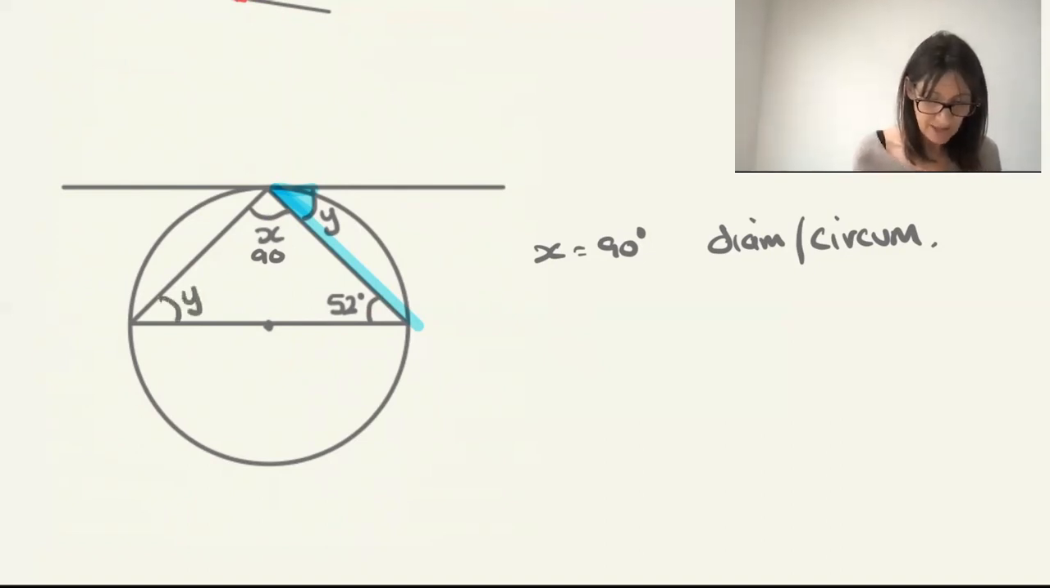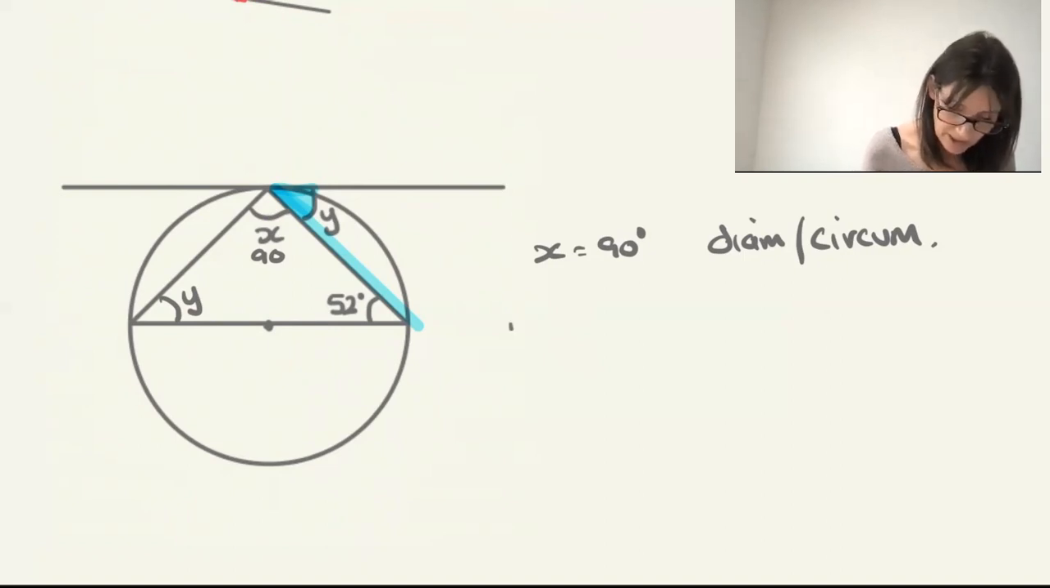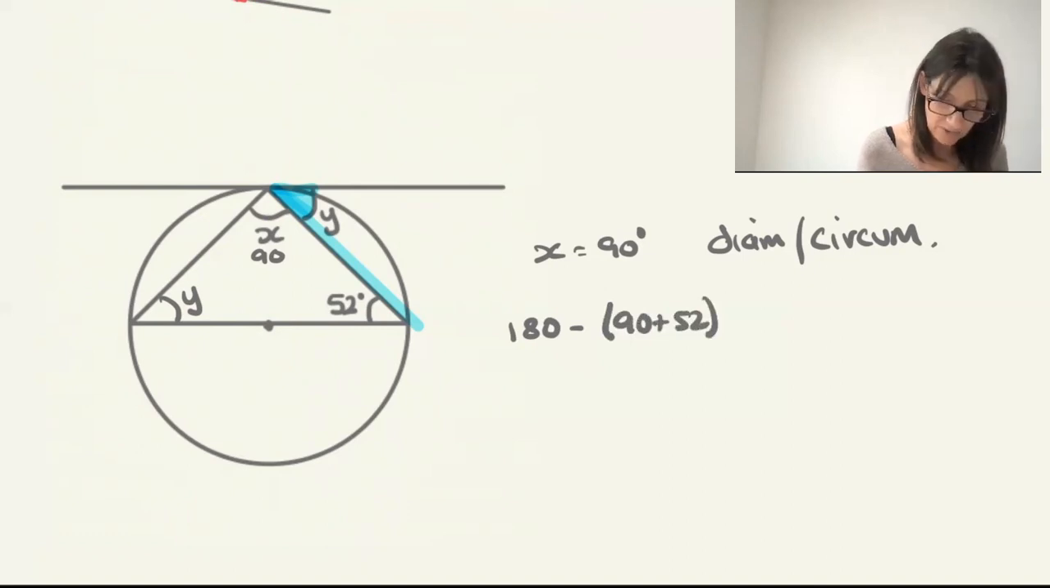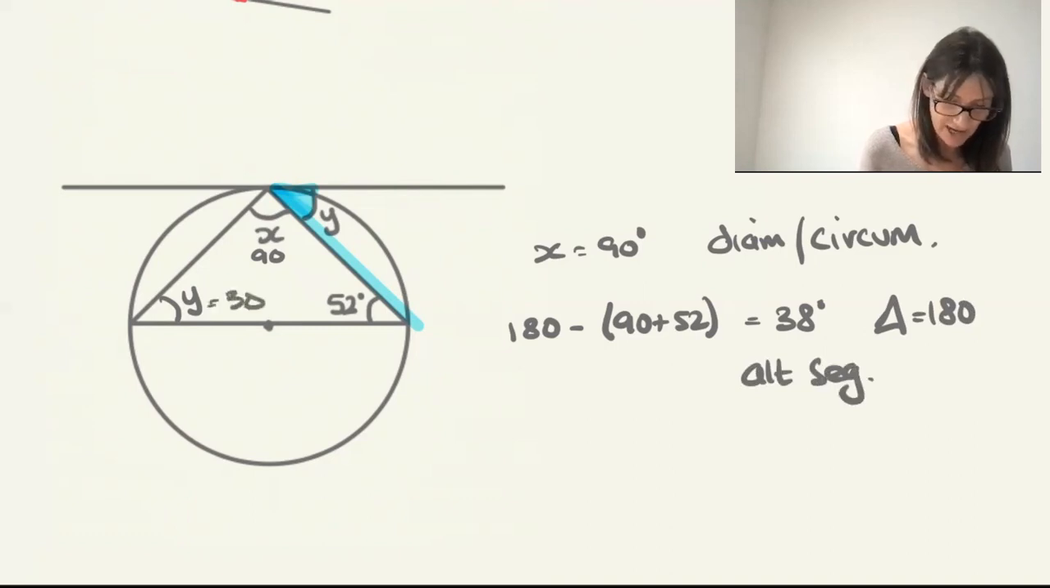All right. So I can use my triangle rule. So 180 minus 90 plus 52. That is going to equal 38. All right. And basically we've used triangles equal 180. And then obviously the alternate segment theorem as well, because that is 38 using the triangle.